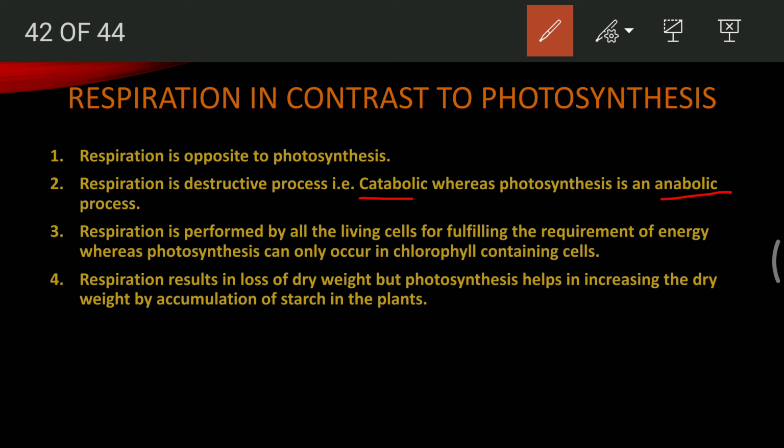So catabolism and anabolism are two terms which you all should learn. Respiration is performed by all the cells, and why is it done? In order to fulfill the requirement of energy. So ATP molecules are formed, whereas in photosynthesis, food is prepared. Like glucose is prepared by the process of photosynthesis by utilizing the chlorophyll. Respiration helps in breaking the food which is produced, and photosynthesis helps in preparing the food.